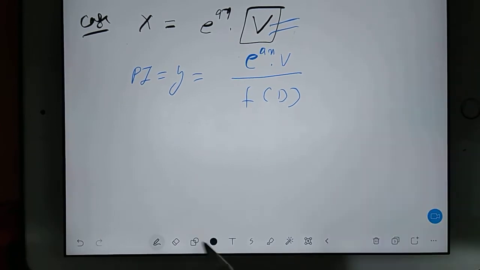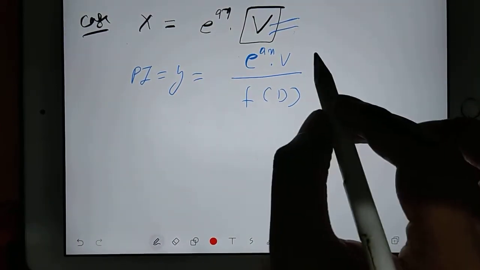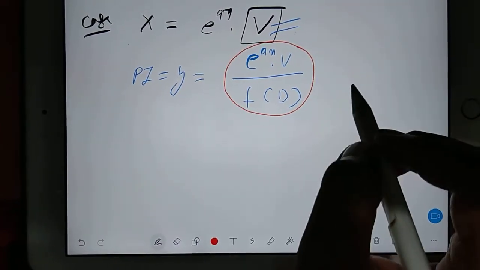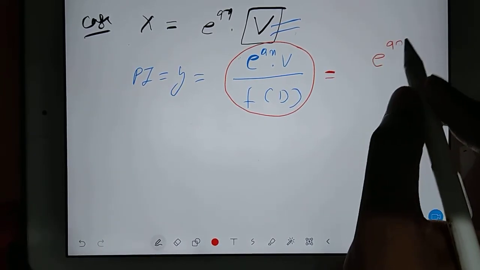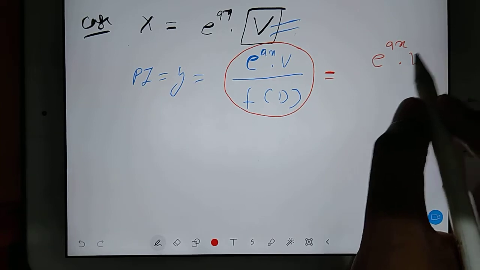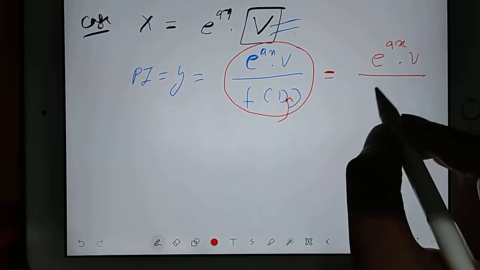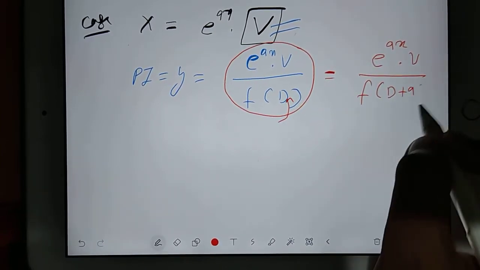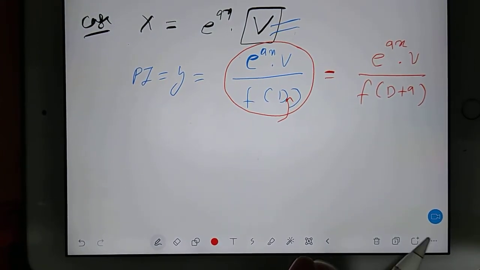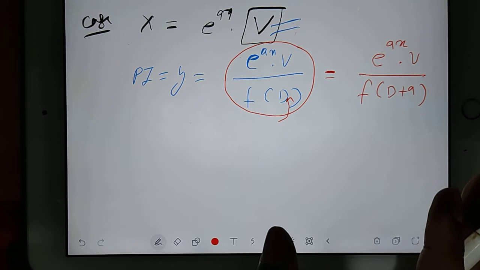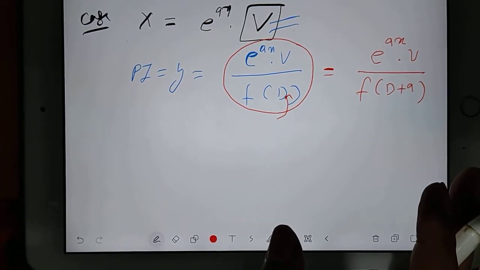Now you see here. So this answer you have to remember. This answer will be e power ax into v, you write as it is. Just you add one extra a here: f(D plus a). Very, very simple. That's all, guys. Only this much we have to do. And after that, we have to use our basic concept. I will explain how to use our basic concept.